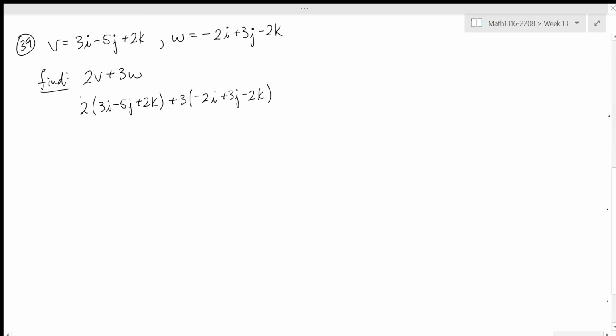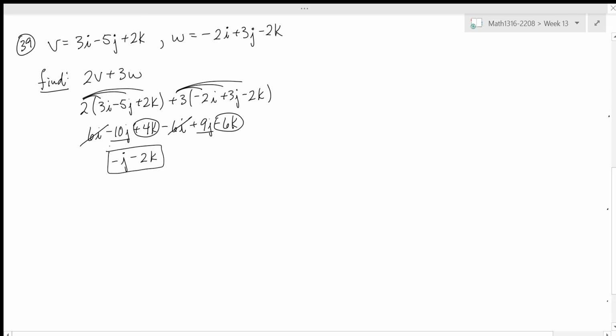Now let's distribute and combine like terms. Here we go. 6i minus 10j plus 4k minus 6i. I got a bad feeling about this. Plus 9j minus 6k. I think this answer is going to be blind. Yeah, no i's. 6i minus 6i. No i. Minus 10j plus 9j. And then I've got a plus 4k and a minus 6k. And there's the answer.